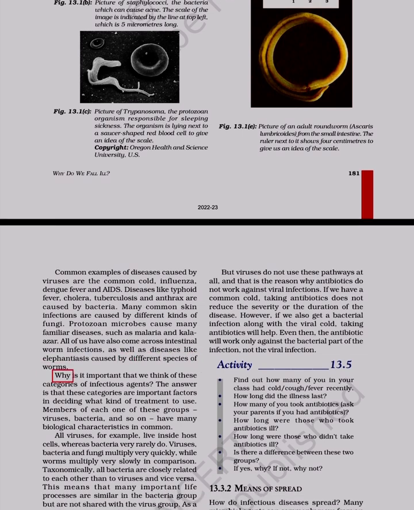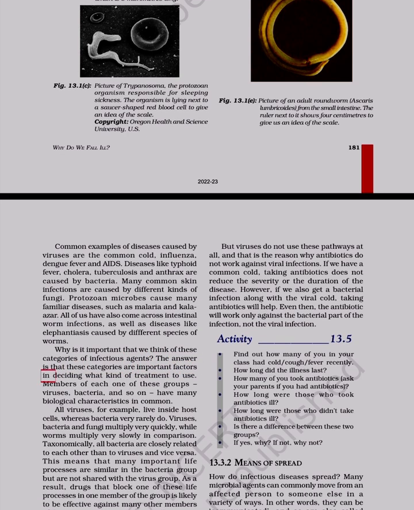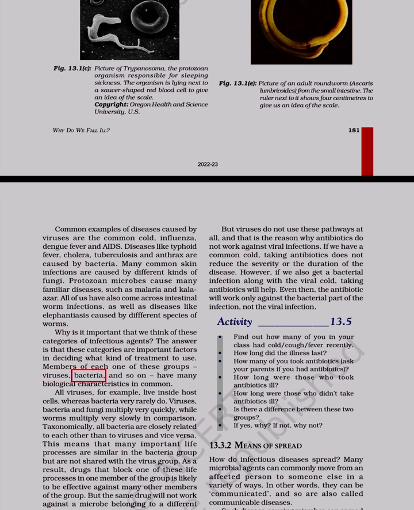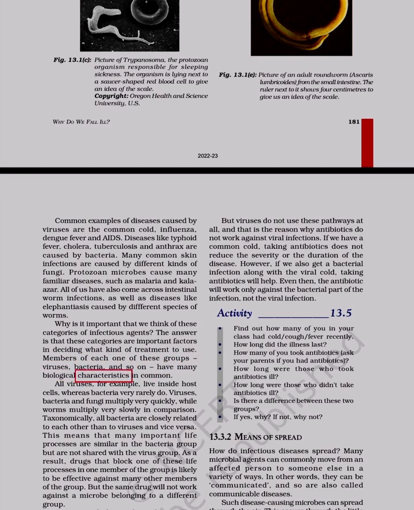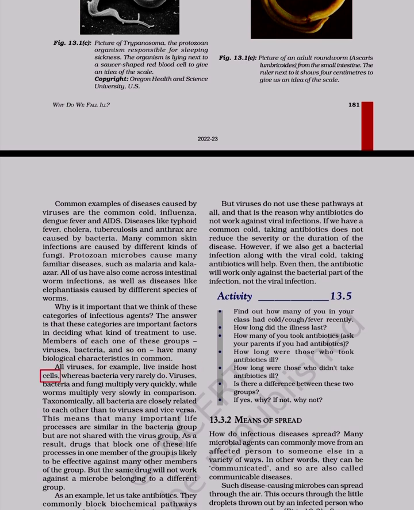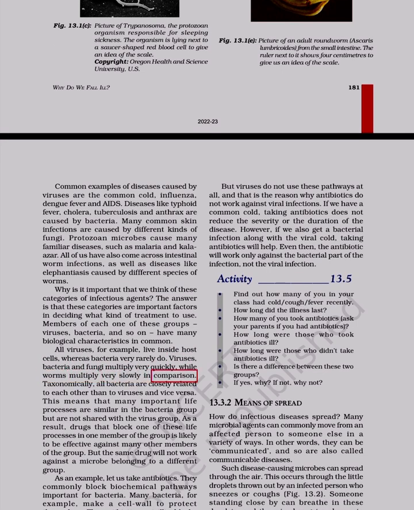Why is it important that we think of these categories of infectious agents? The answer is that these categories are important factors in deciding what kind of treatment to use. Members of each one of these groups, viruses, bacteria, and so on, have many biological characteristics in common. All viruses, for example, live inside host cells, whereas bacteria very rarely do. Viruses, bacteria and fungi multiply very quickly, while worms multiply very slowly in comparison.